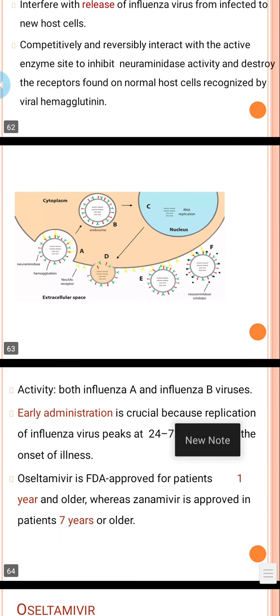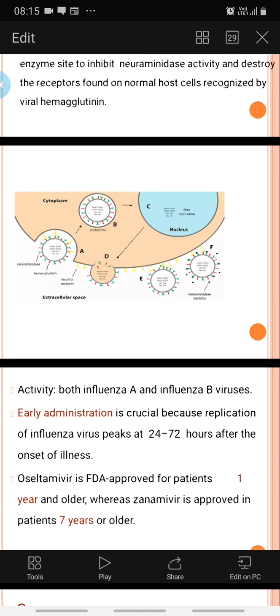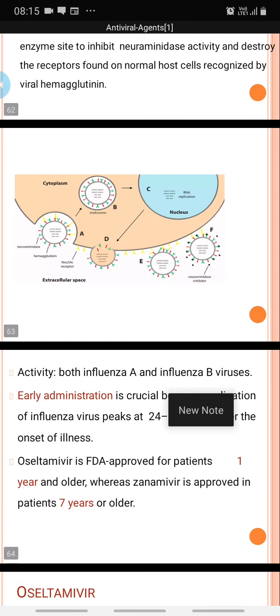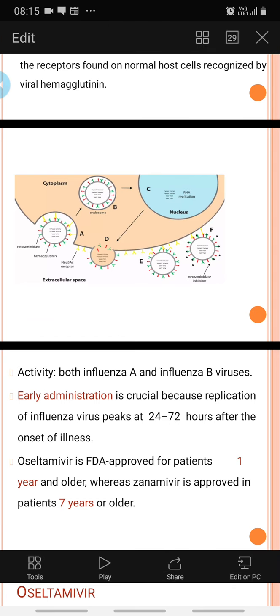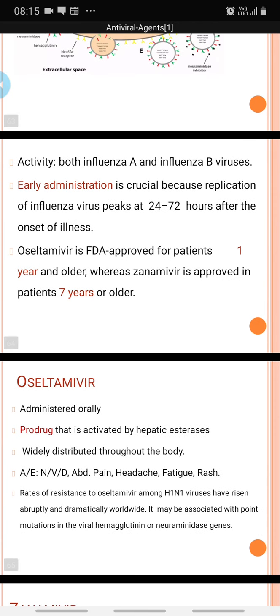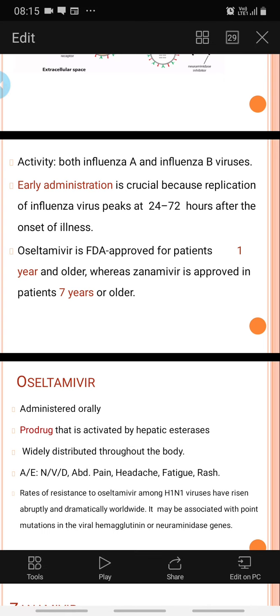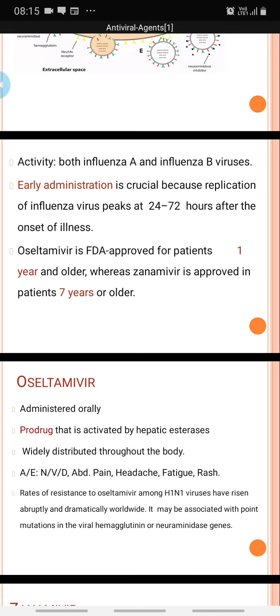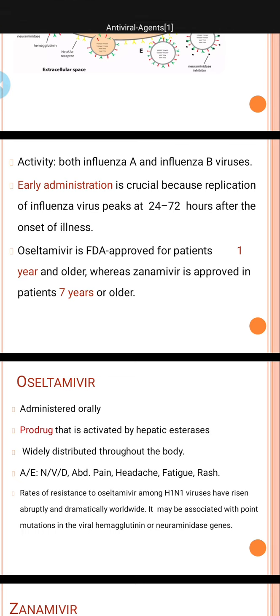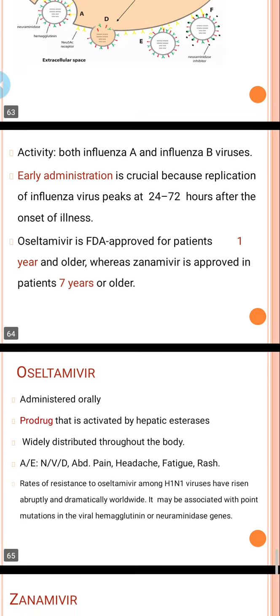Okay. So activity: both influenza A and influenza B virus are killed by oseltamivir and zanamivir. Early administration is crucial because replication of influenza virus peaks at 24 to 72 hours after the onset of illness. Oseltamivir is approved for patients 1 year or older, whereas zanamivir is approved for the treatment of patients 7 years or older. Oseltamivir, administered orally, is a prodrug. It is activated by hepatic esterase and is widely distributed throughout the body. Rates of resistance to oseltamivir among H1N1 virus have risen abruptly and dramatically worldwide. It may be associated with point mutation in the viral hemagglutinin or neuraminidase gene.